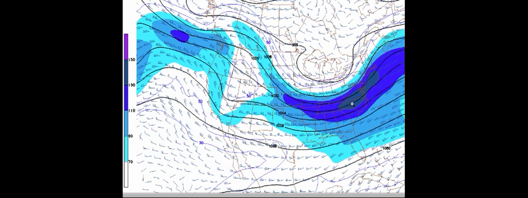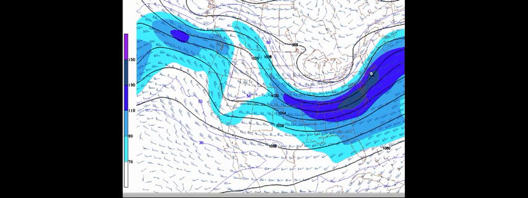Now, in the case of this winter storm, we had a nice little winter storm that was blowing up around the Philadelphia and New York City metropolitan area. And you see this area right here, this is what's called a jet streak. This is a very important feature to keep an eye on.